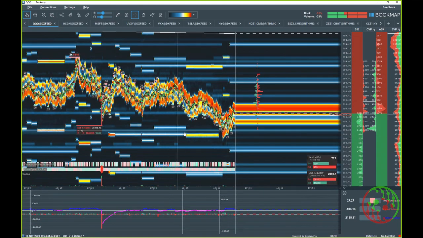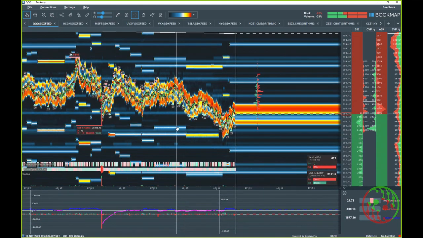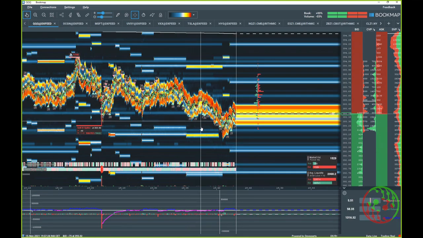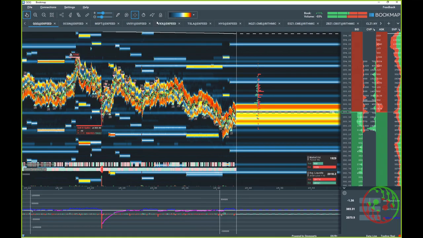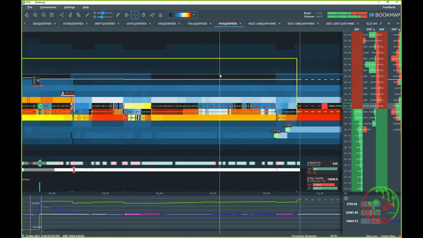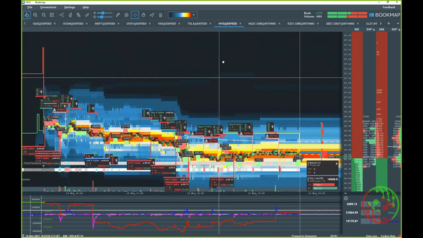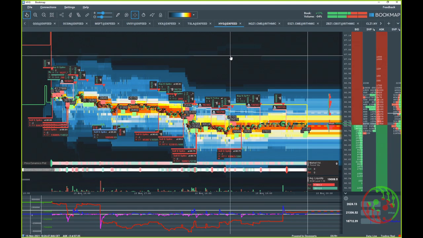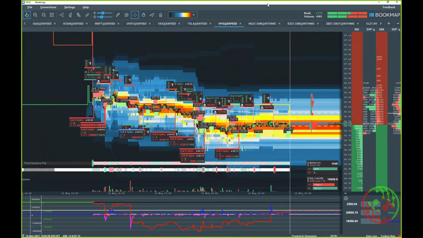That's something with imbalances which are not suitable for instruments where you don't have a very clear picture, like HYG as well.